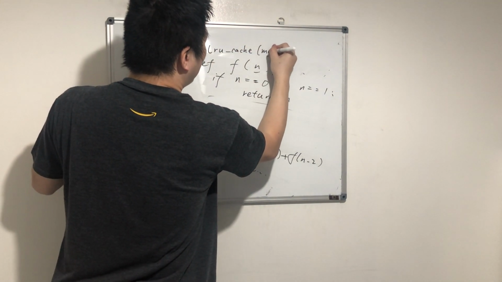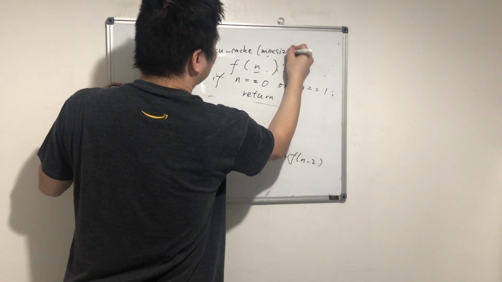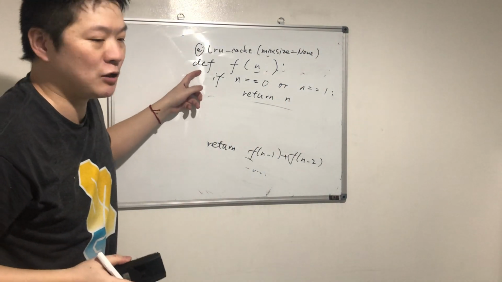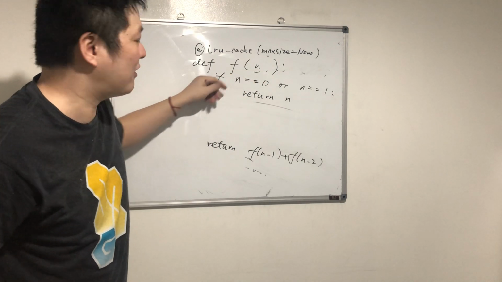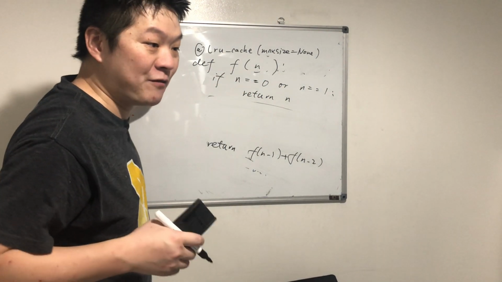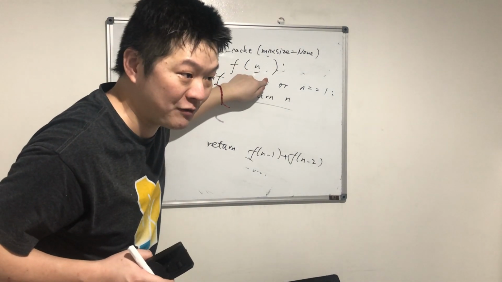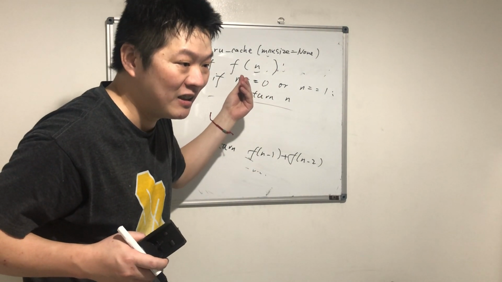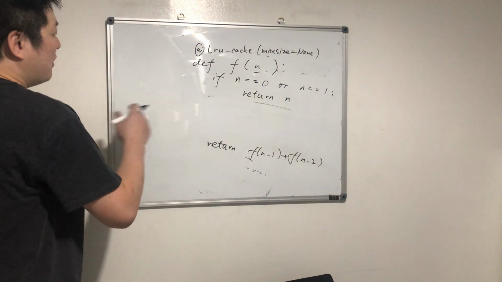And then we can specify a size, max size equals none. This is just to ask the computer to cache this function if possible. So when we recursively call this F2, for example, the computer checks if it's already been calculated before, and if so, it won't continue. It will just return the value. Got it?